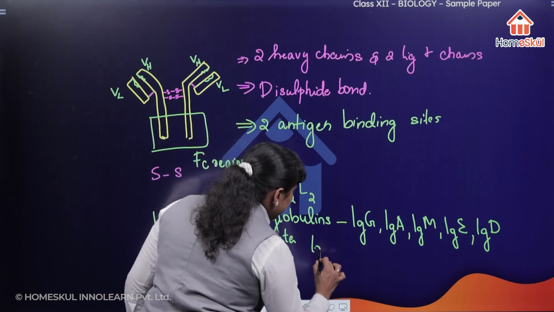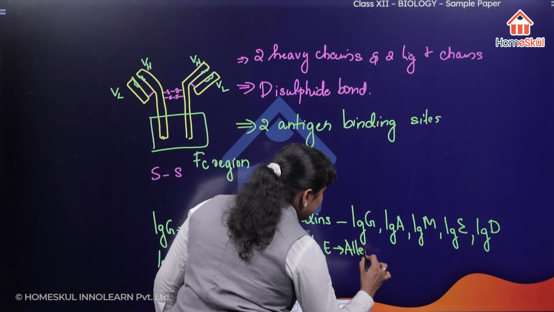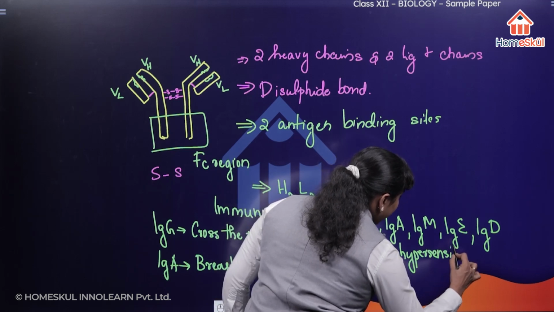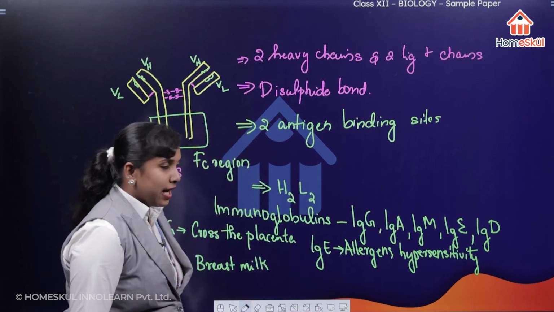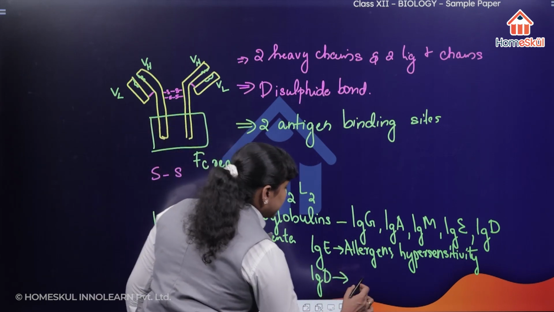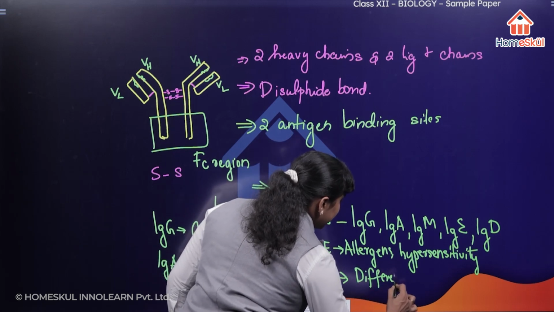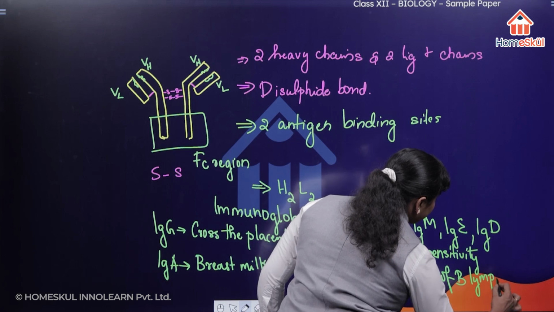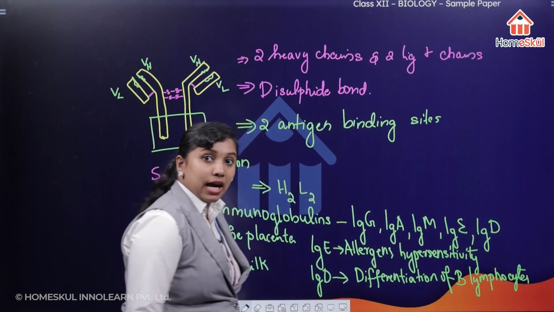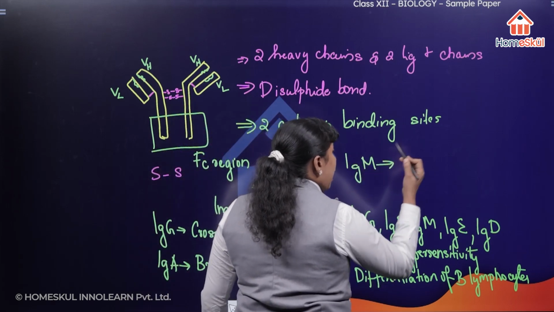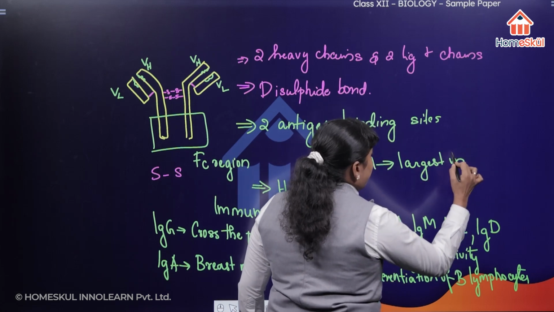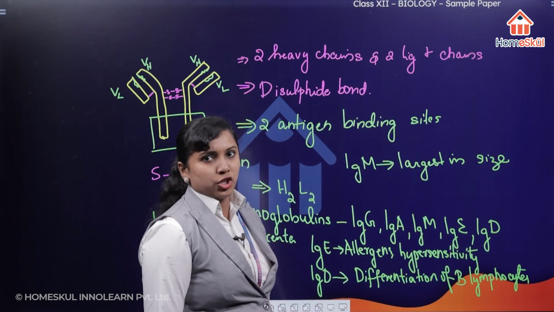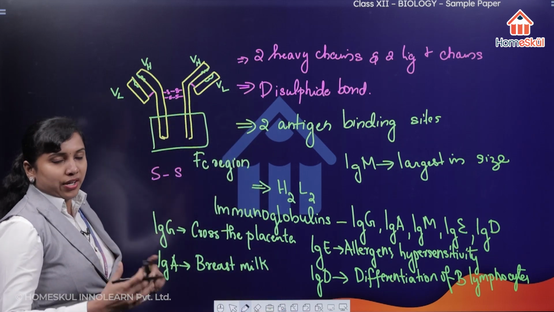Okay, then IgE, it deals with allergic reactions. It deals with allergens and they are responsible for hypersensitivity or allergy, you can say. Okay, and IgD helps in the differentiation, D for differentiation. So, we can say they help in the differentiation of B lymphocytes. Okay, and IgM, they are the largest in size. The largest in number is IgG, IgM is largest in size, and they are the first to come. Okay, so this is something about the various immunoglobulins.